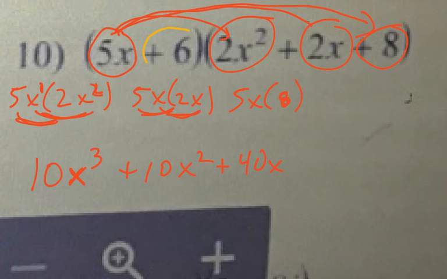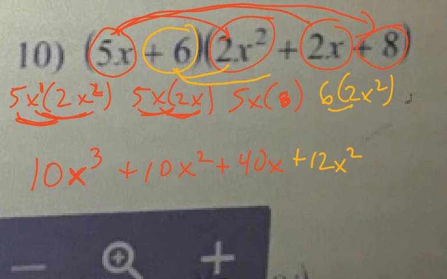Now, I got to do the same thing with the 6 here, just like with the 5x. The 6 has to times the 2x squared. Well, what is 6 times 2x squared? 6 times 2 is 12x squared. Now I'm going to do 6 times 2x. What is 6 times 2x? Well, 6 times 2 is 12x.